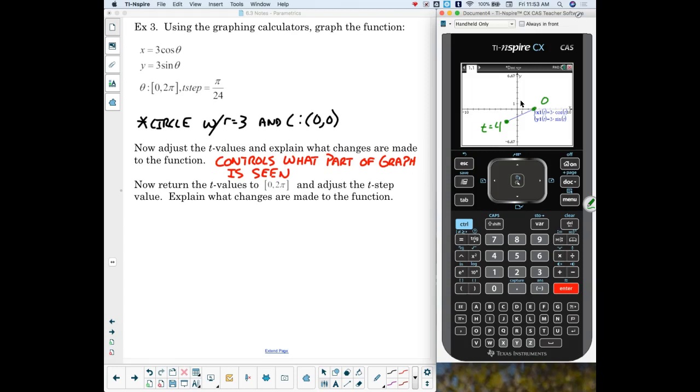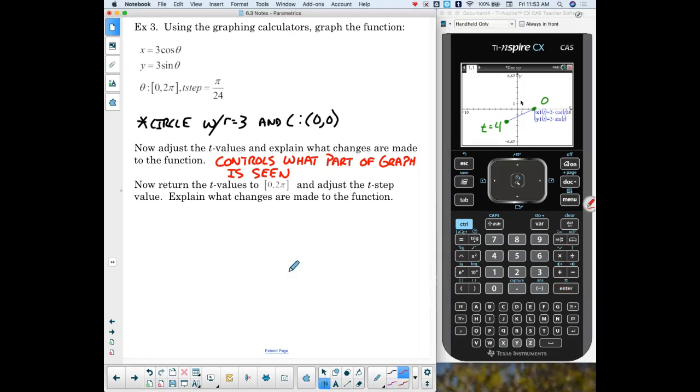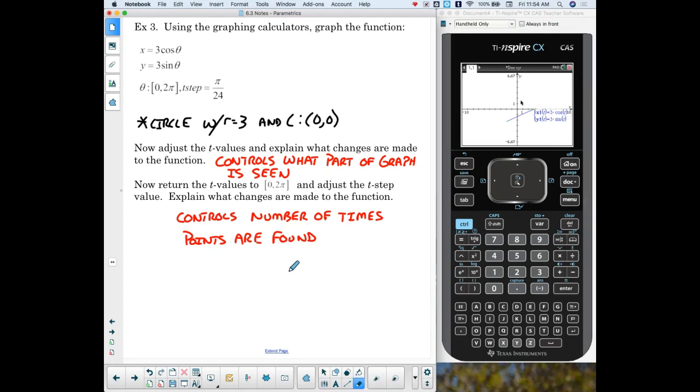Okay? The smaller your t-step is, the smoother your curve is, if it's a curve, or the more times the calculator will actually calculate those things. Okay? Fantastic.